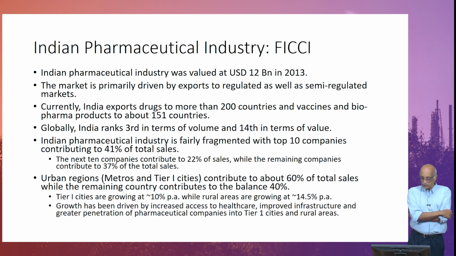So the Indian pharma industry was at $12 billion in 2013, primarily driven by exports. We export drugs to more than 200 countries and vaccines and biopharma products to about 150 countries. Globally, we rank third in volume of sales, and 14th in terms of actual value of sales. The pharma industry has top 10 companies contributing to 41% of the total sales. The next 10, 22%, and the remaining 37%. Urban regions contribute to about 60% of the total sales, and the rest of the country to about 40%.